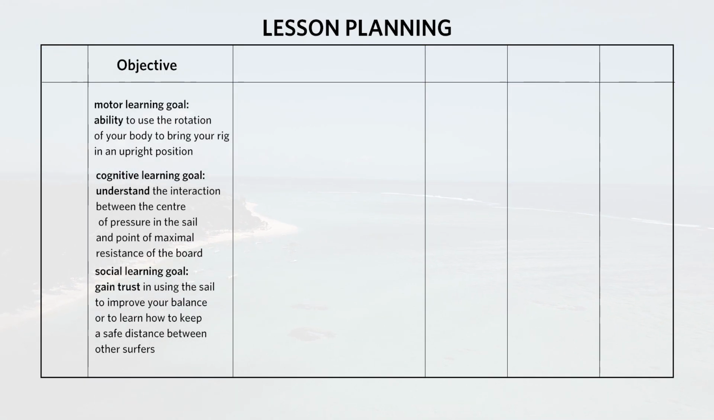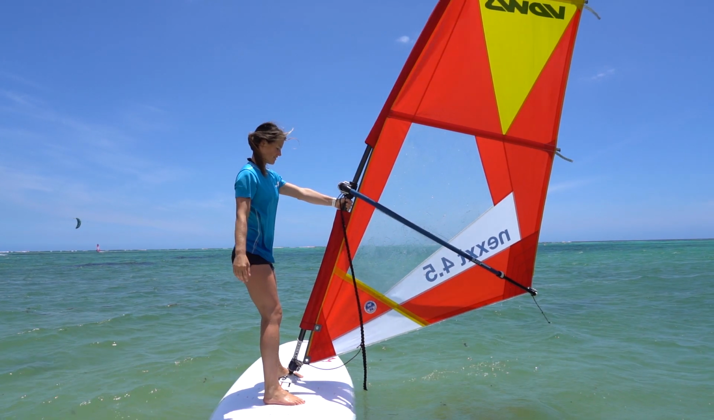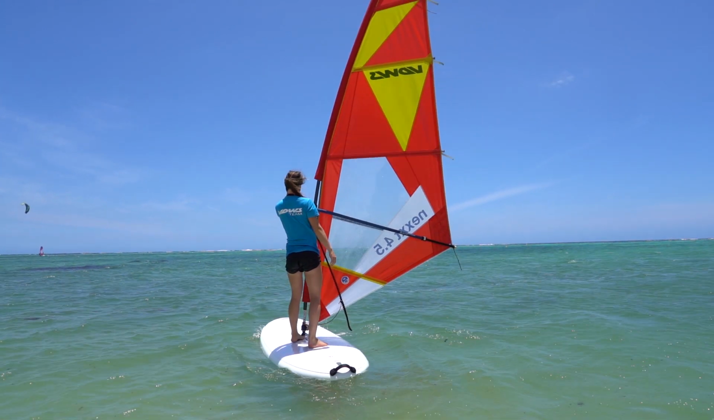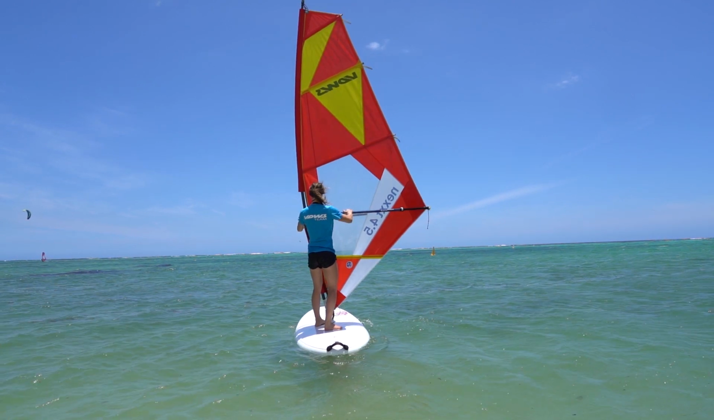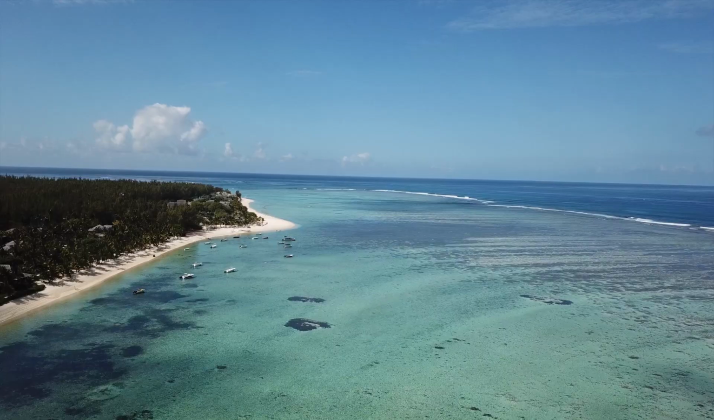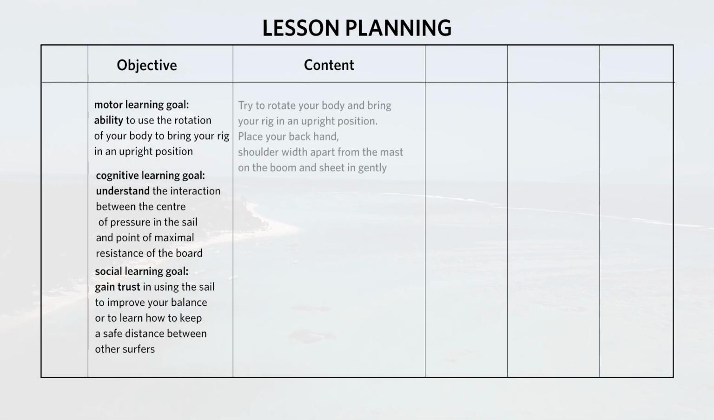After the lesson objectives are clearly defined, corresponding exercises and tasks need to be chosen, which will build the content of your lesson. A good exercise in our example could be: try to rotate your body and bring your rig in an upright position. Place your backhand shoulder width apart from the mast on the boom and sheet in gently. Now ask yourself the following question: how can I help my students reach the specific goal I set out for them? This question refers to the methodical build-up as well as required teaching aids.